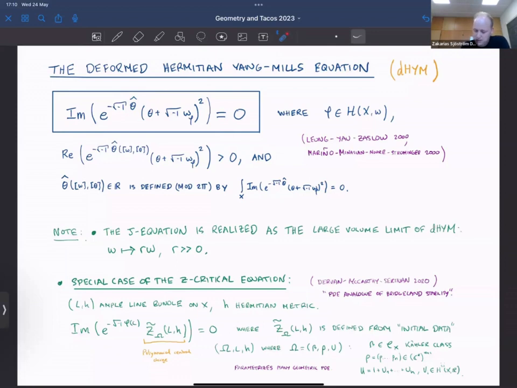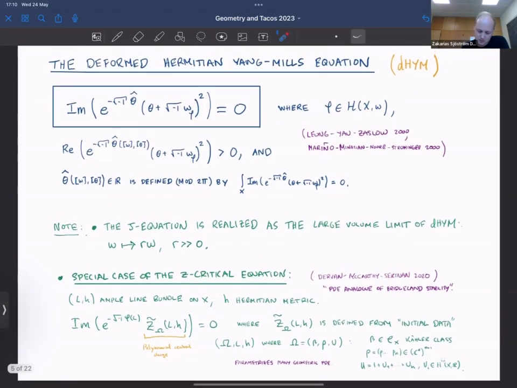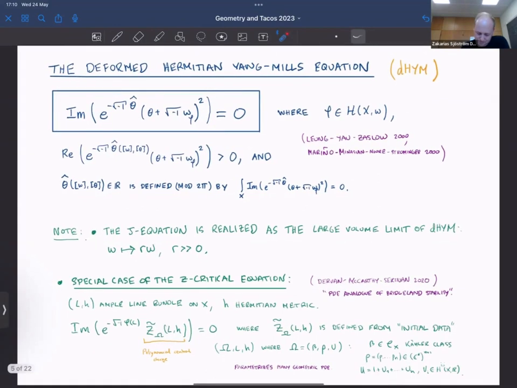This was introduced by these people here in around 2000 as well. And it is of importance in mirror symmetry and string theory, as Carol has explained. So as Carol explained as well, this J equation is then realized as the large volume limit of the DHYM equation. So when we rescale omega to R times omega for R very large.